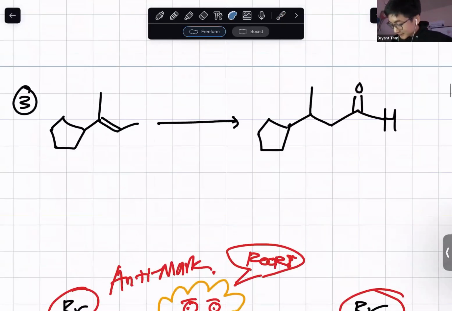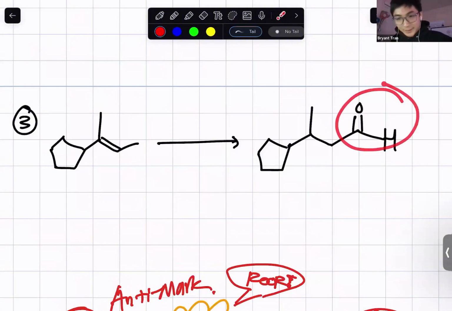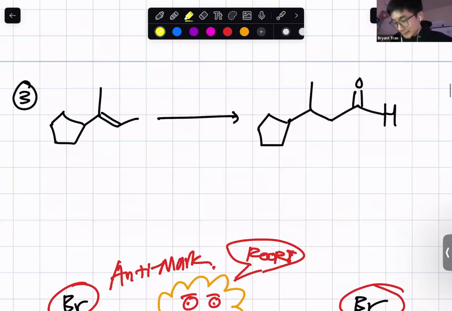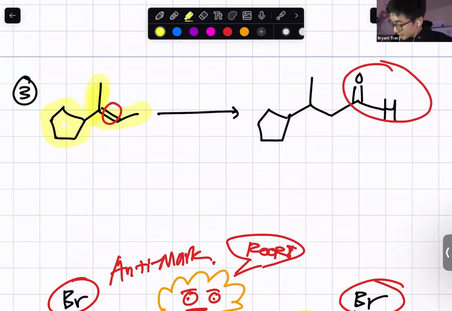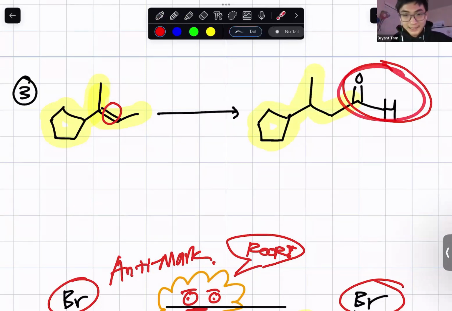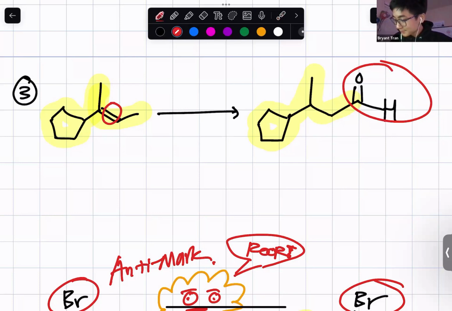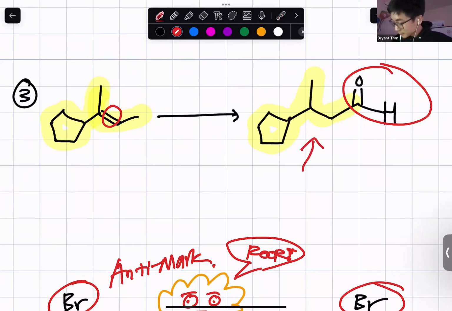Okay. We have an aldehyde here. Well, first let's do the same thing. Similarities, highlight that. Differences, circle that. Alkene, aldehyde. What functional group did this aldehyde come from? What do you guys say? Alcohol, yes.